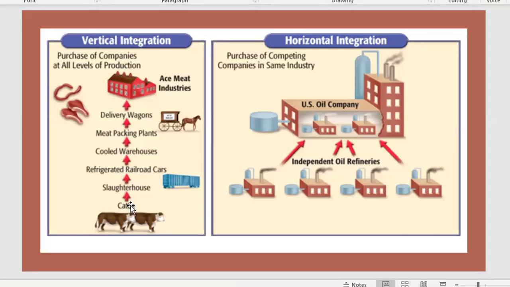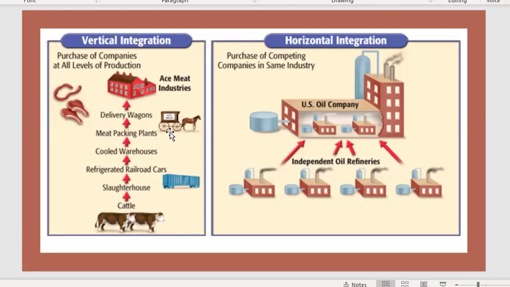Purchase of companies at all levels of production. But horizontal integration is purchasing your competitor. So Facebook purchased WhatsApp, and Facebook also purchased Instagram. That is a good example of horizontal integration. And a good example of vertical integration is IKEA that sells furniture, purchasing forests or places where they can get wood, which would have previously been their supplier in the supply chain or levels of production.